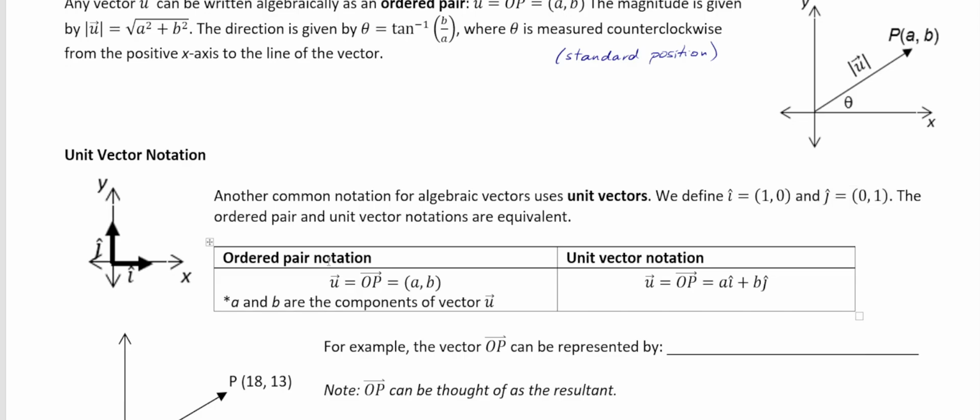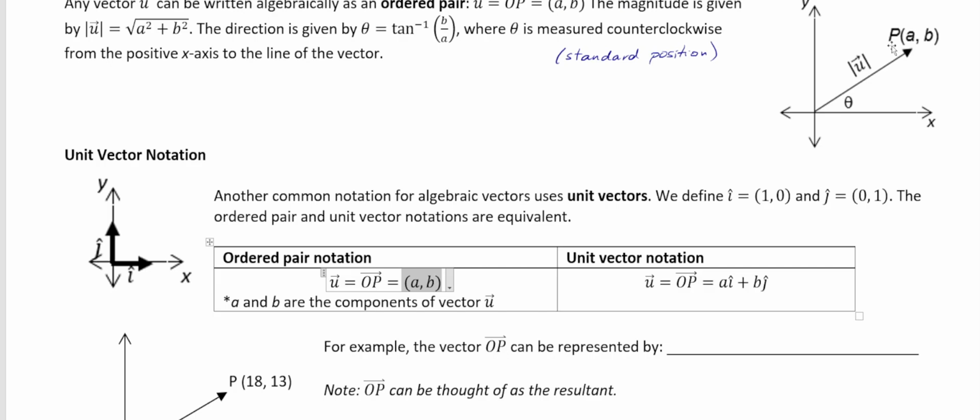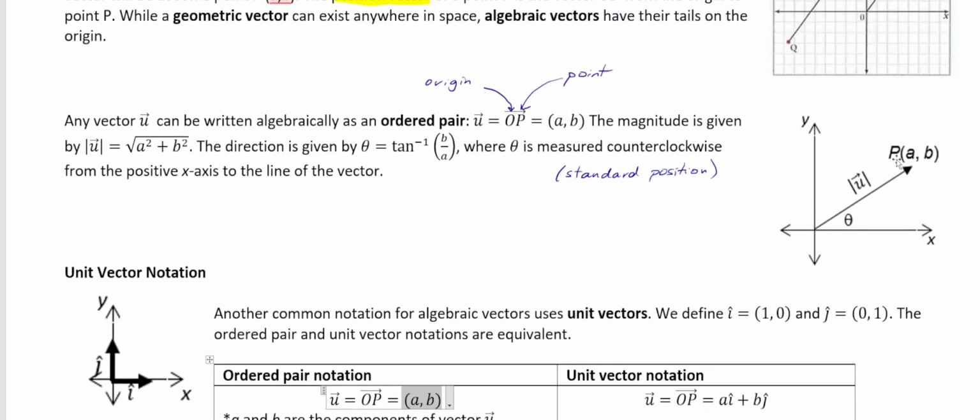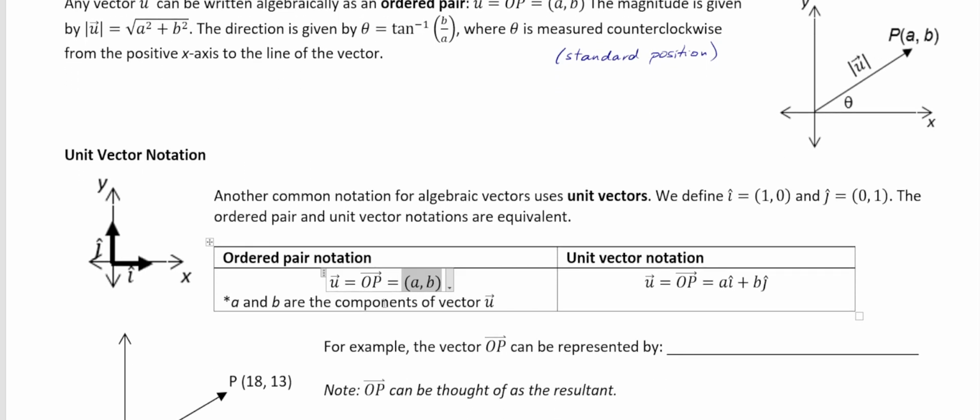The ordered pair and unit vector notations are equivalent. So ordered pair notation is what we just saw. Remember, the vector goes from the origin to some point P, and so we give the ordered pair being the point where the vector stops. You can see right where my cursor is right here. So that's the point where the vector stops because we know that it's starting at the origin.